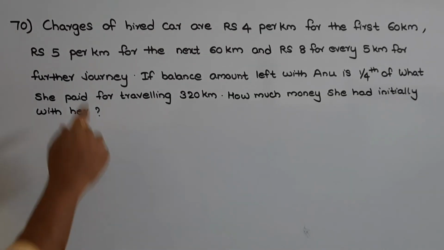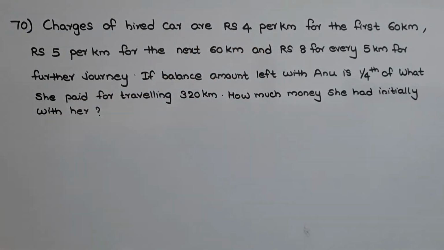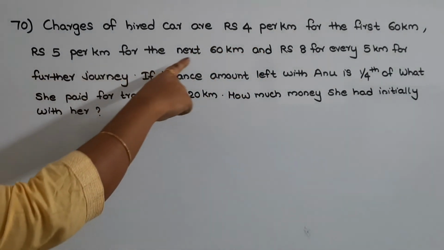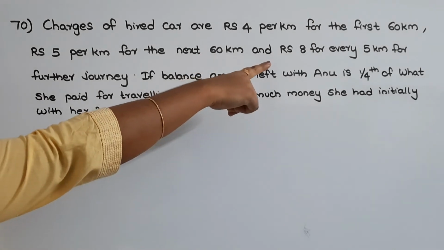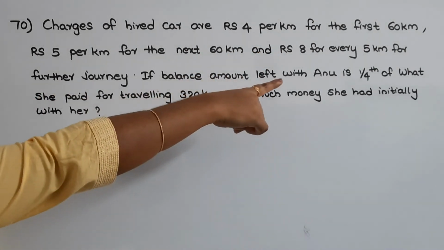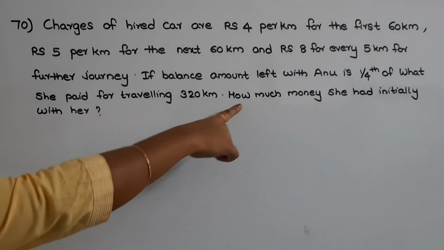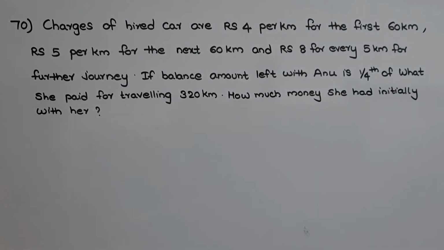The next question is, charges of hired car are rupees 4 per kilometer for the first 60 kilometer, rupees 5 per kilometer for the next 60 kilometer, and rupees 8 for every 5 kilometer for further journey. If balance amount left with Anu is 1/4 of what she paid for traveling 320 kilometer, how much money she had initially with her?